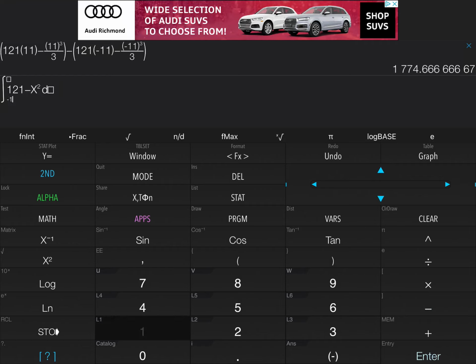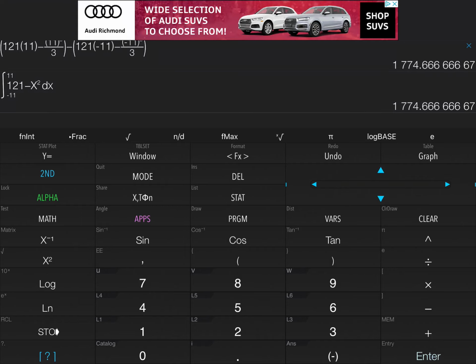121 minus x squared, negative 11. Go up and type in positive 11 for the upper bound, and then x. Now, this is just me kind of, no, I don't want to say cheating, but this is just me kind of checking my answer. Ta-da.